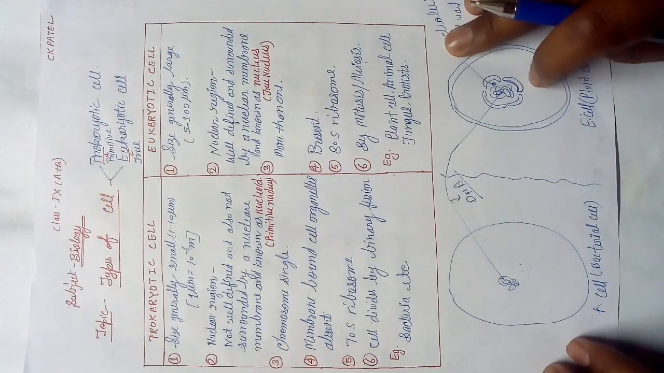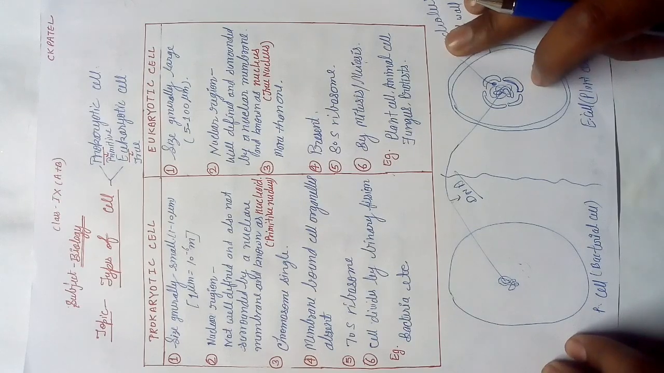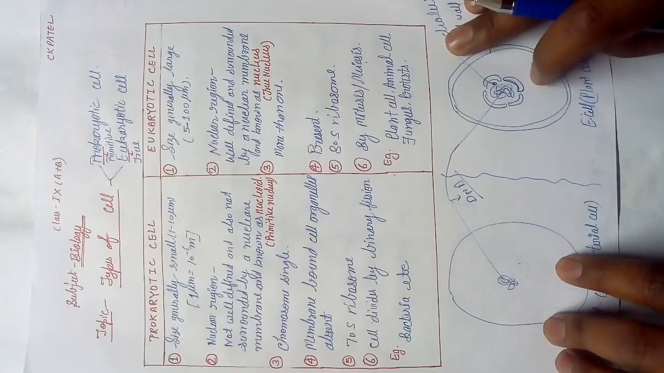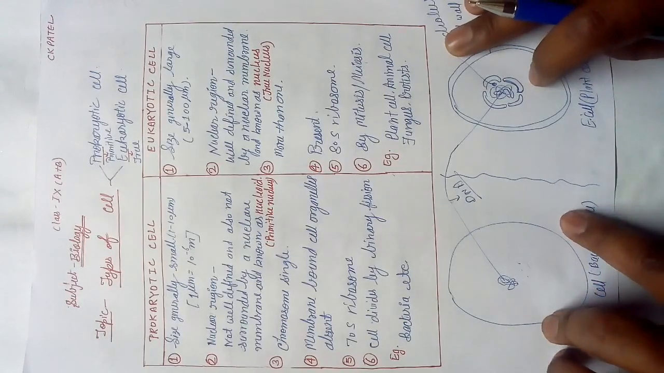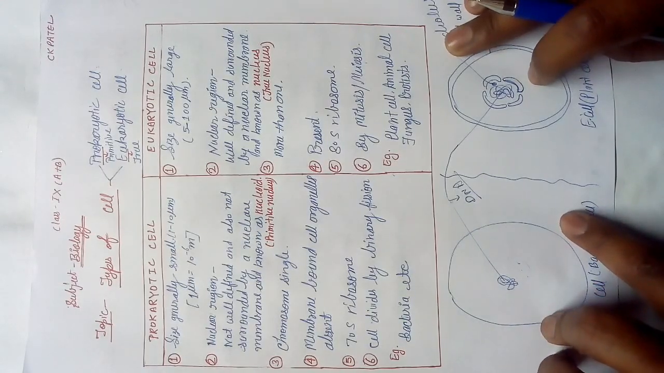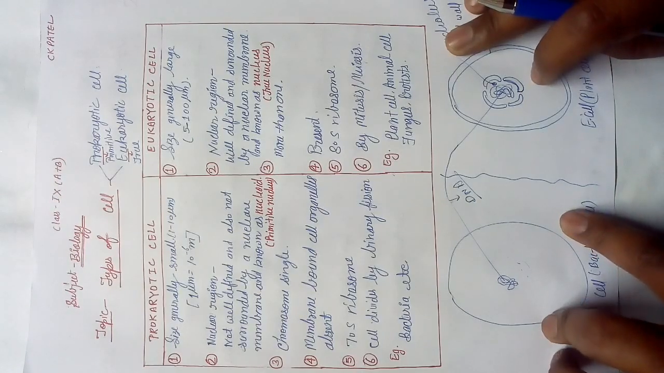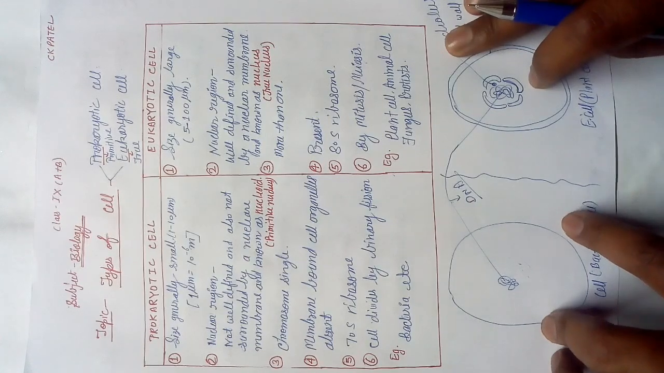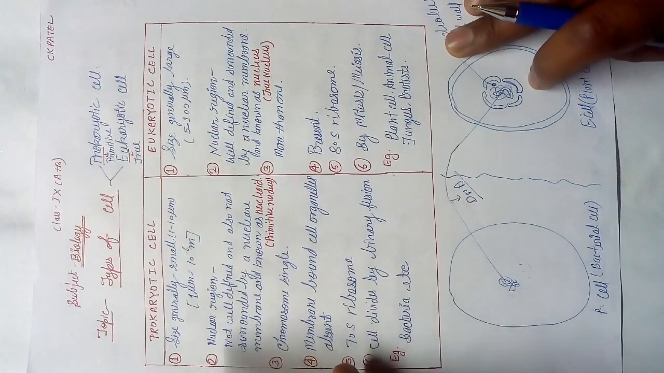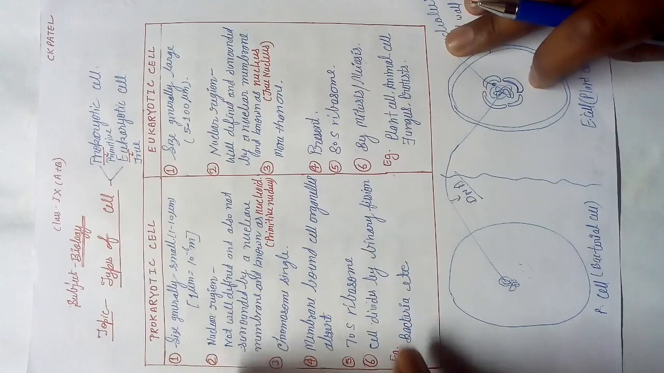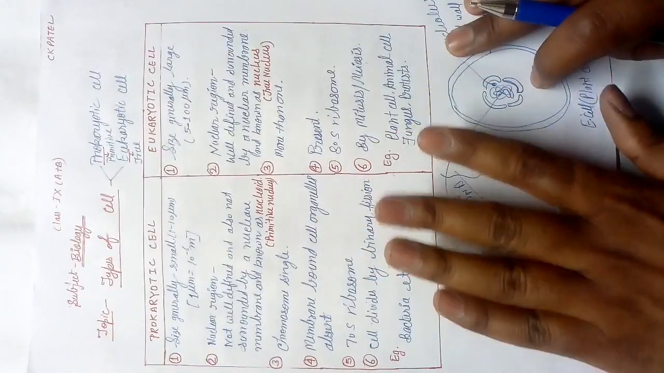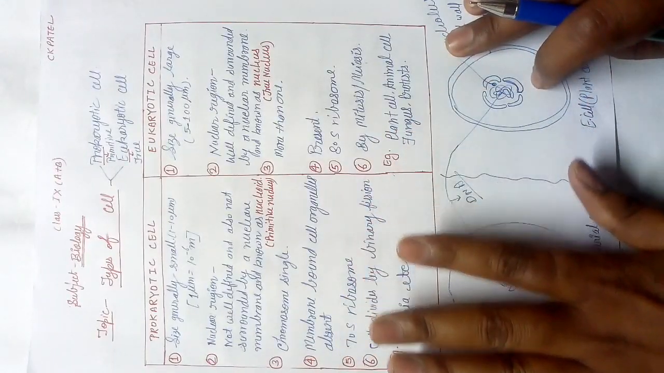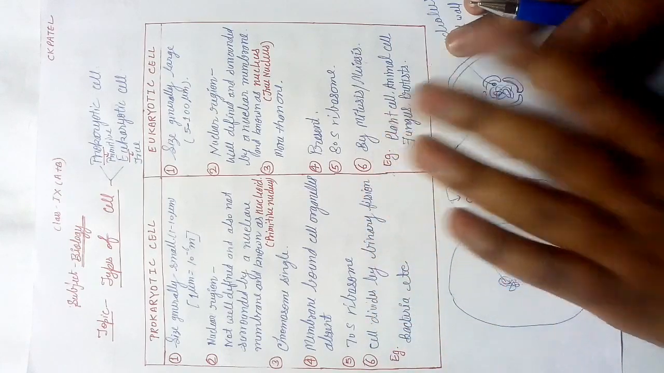Prokaryotic cell means a cell which has, I can say, a primitive nucleus, or we can say an incipient nucleus. Okay, and eukaryotic, eu means true, the cell which has a true nucleus. And I have made a table for the differences between the prokaryotic cell and eukaryotic cell.